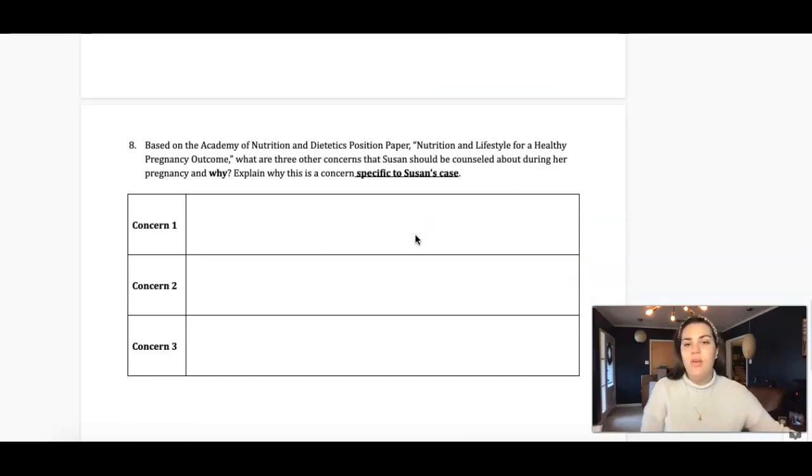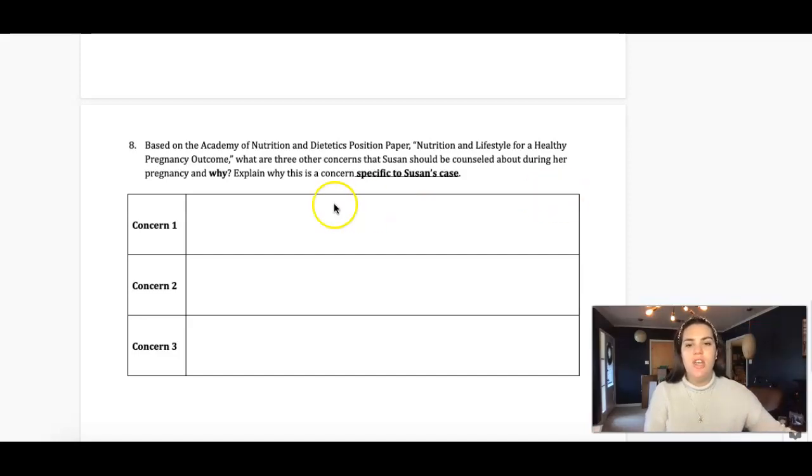All right, and then finally, you are going to use the position paper that is uploaded to Moodle. It's titled Nutrition and Lifestyle for a Healthy Pregnancy Outcome, to identify 3 concerns related to Susan's specific case. So, for instance, if she isn't at risk for gaining too much weight during her pregnancy, that doesn't need to be a concern that you identify. I'm not saying that's the case, but if that is the case, you don't want to bring up a concern that isn't specific to her outlook.